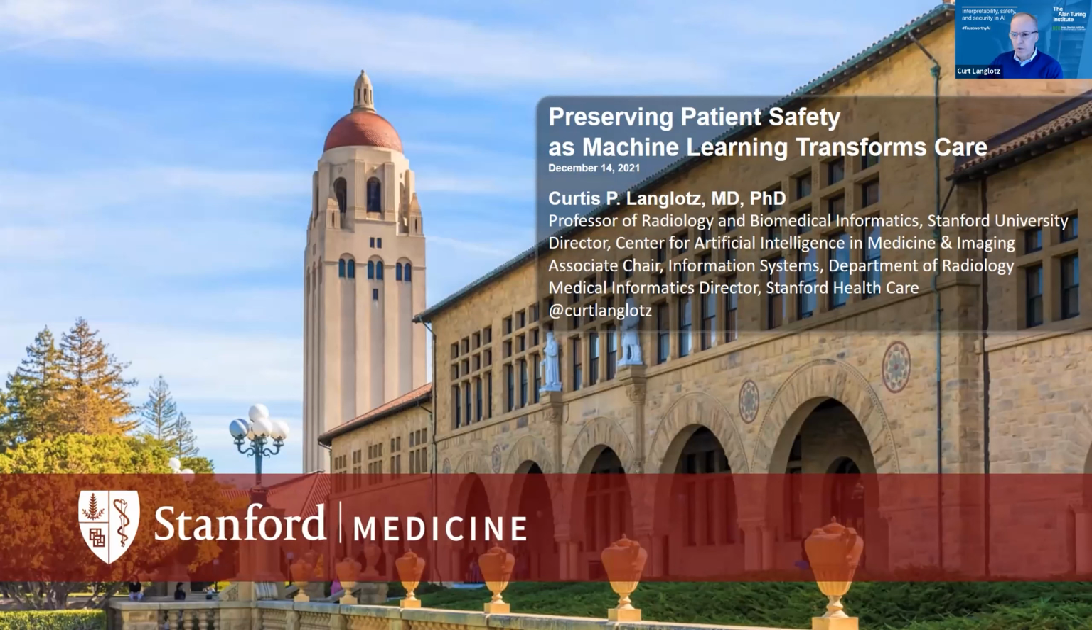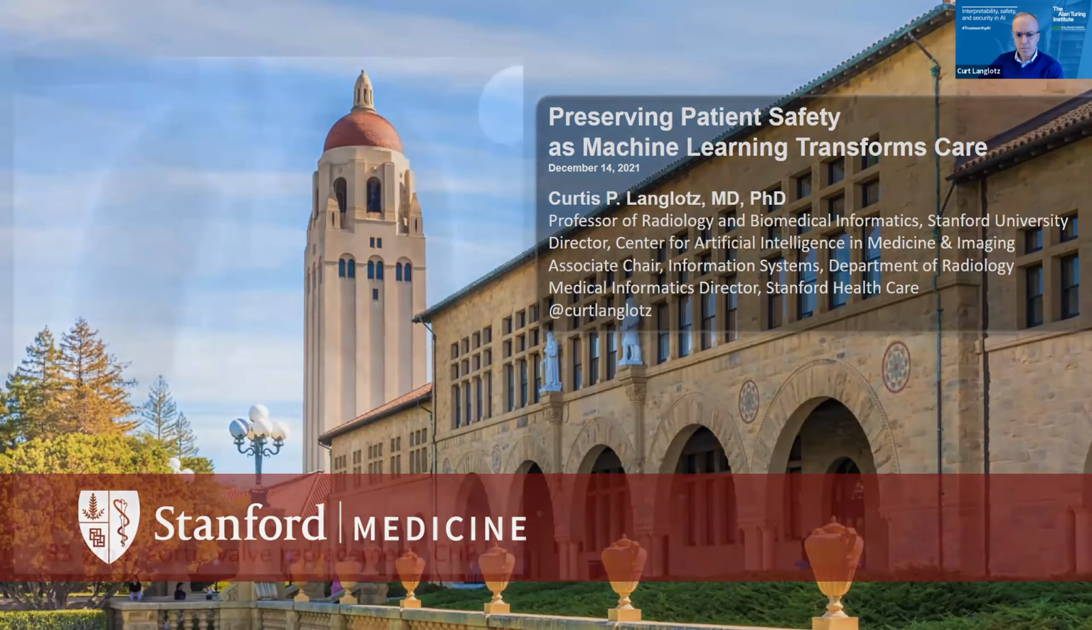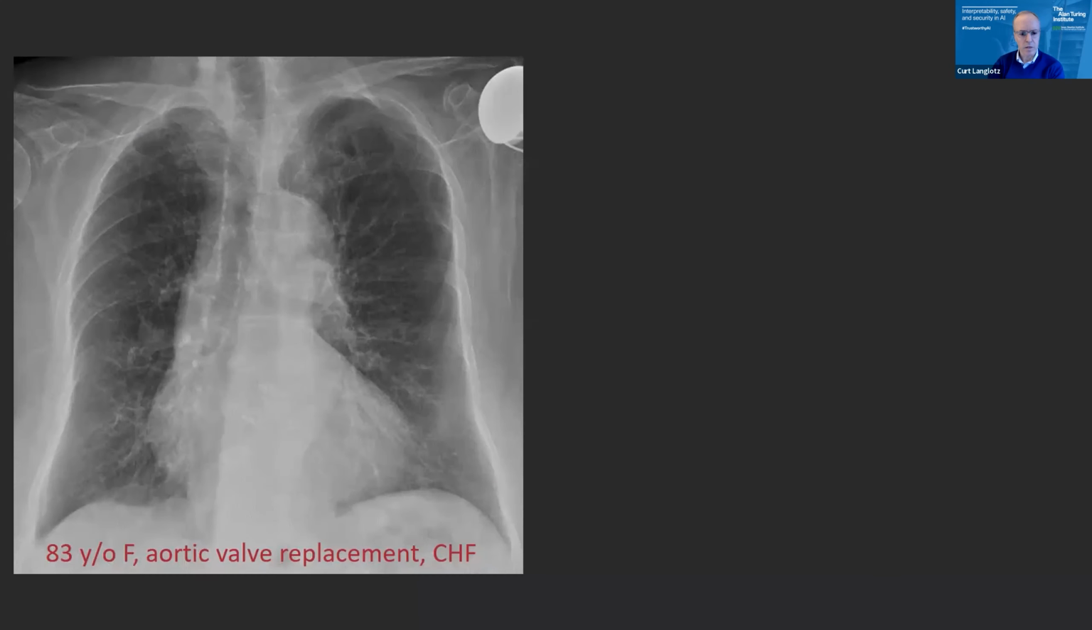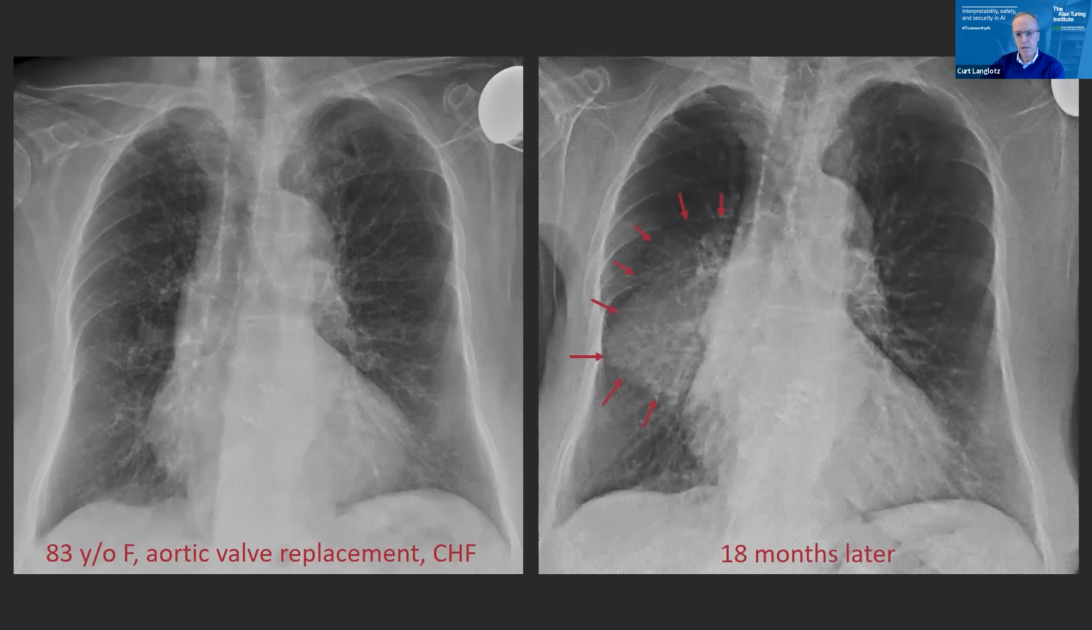So I'd like to start with a clinical example. This is a woman who's 83 years old. She has had an aortic valve replaced in the past and occasionally has difficulty with congestive heart failure. Gets a chest x-ray like this one, which she had about 18 months ago. This was read as normal. She then returned, and you can see she now has this large mass in her right chest.